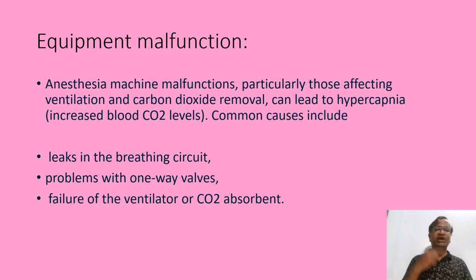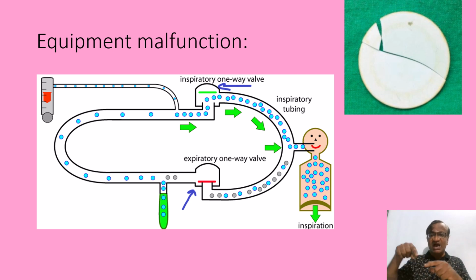Now we will go to equipment malfunction, where there is some problem in elimination. Leaks in breathing circuits, problems in the one-way valve, failure of the ventilator, the CO2 absorbent is exhausted. Sometimes the older machines have a bypass on the absorber. If you do a bypass, the gas will not go through the carbon dioxide soda lime. So if you put a bypass and go into low flows, sometimes there may be a problem.